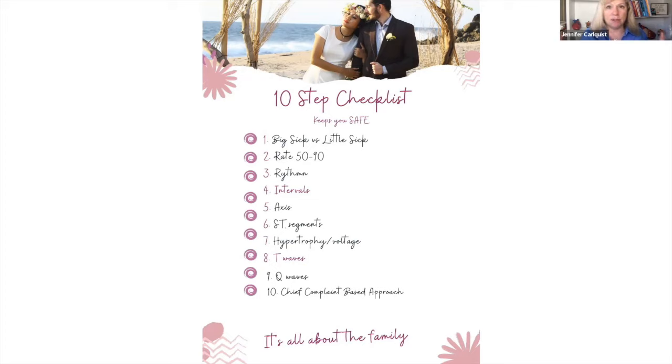Is there any hypertrophy? So big R waves or small R waves. And if there's big R waves, we worry about LVH or left ventricular hypertrophy. And if they're small, we worry about things like obesity, potentially pericardial effusion, or potentially even ongoing ACS.